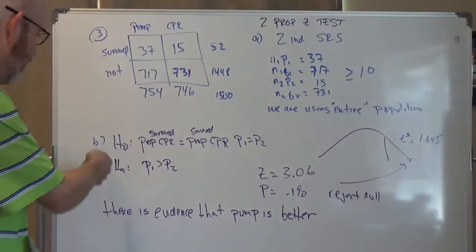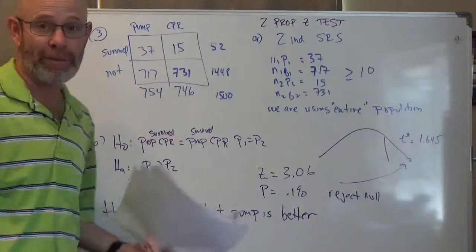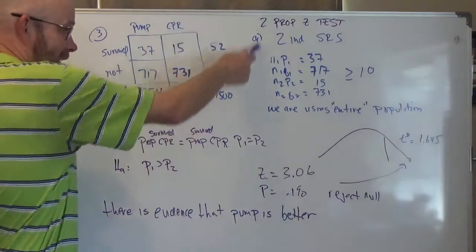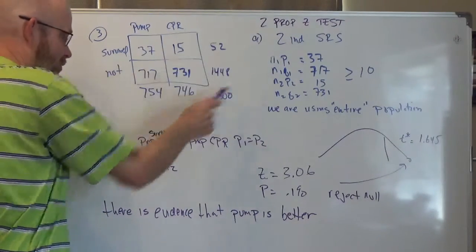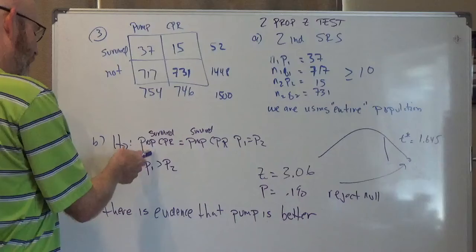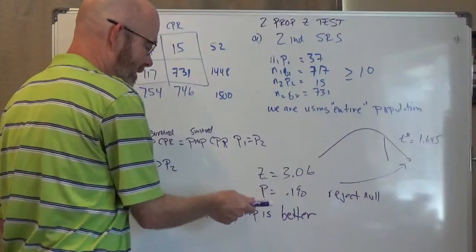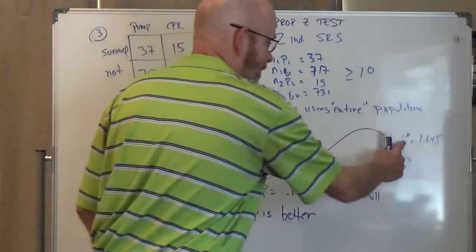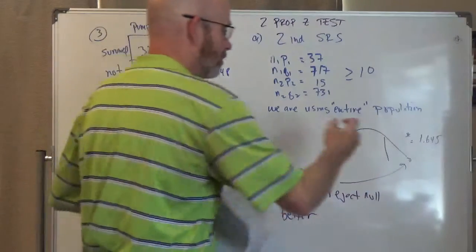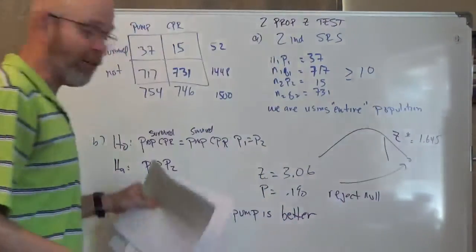Then run the test. I need a null hypothesis. You've got to write all this stuff. Remember, every test has the name, the conditions, the hypotheses, the picture, the critical value, the test statistic, the p-value. Whoops, that should be a Z there, sorry. And then all the information.